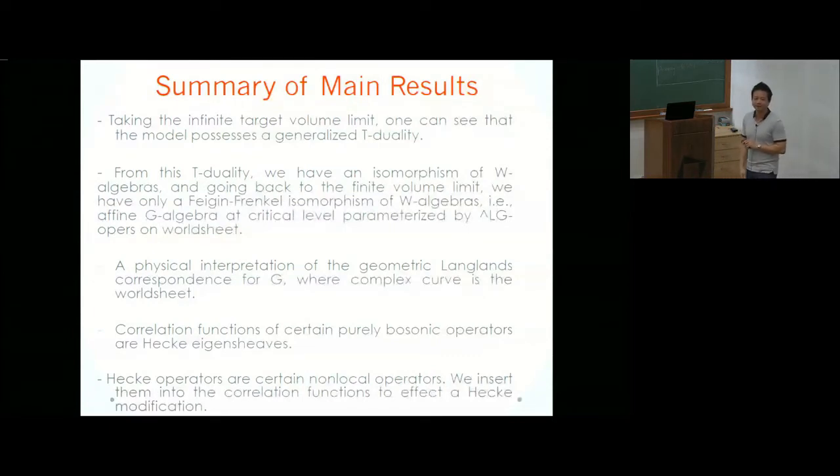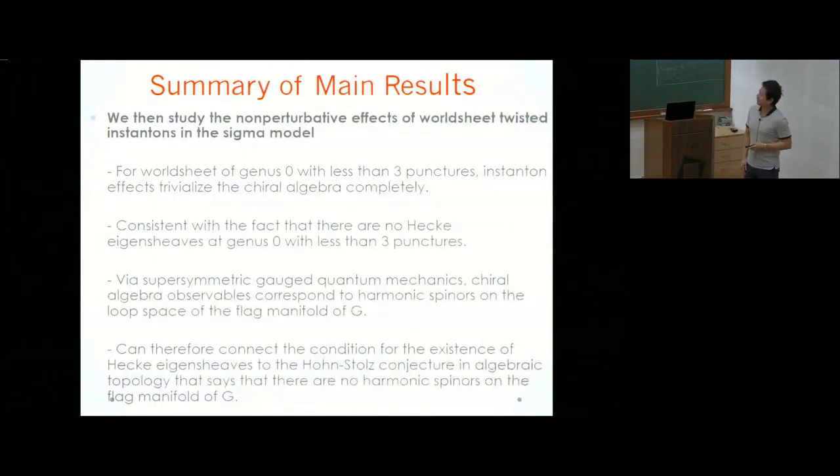For Kapustin, that part of the argument was necessarily from four dimensions. That's right. They considered 4D line operators acting on the boundaries of the 4D branes, and then transforming in that way with Hecke modification. So the point is that the Langlands correspondence manifests itself in many different ways, and this is one of the less known ways that it manifests. So this one we can understand in terms of worldsheet instantons, and we can connect it to this conjecture by Hodge-Stoltz, which says that there are no harmonic spinors on flat manifolds of G.